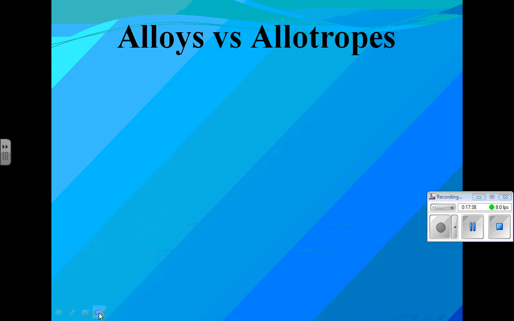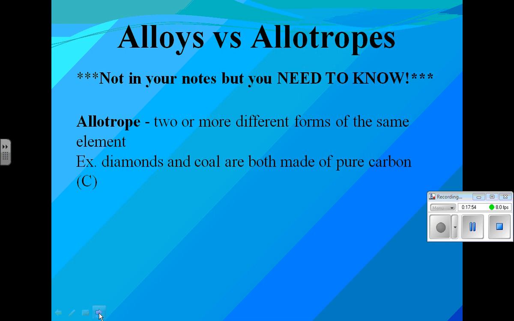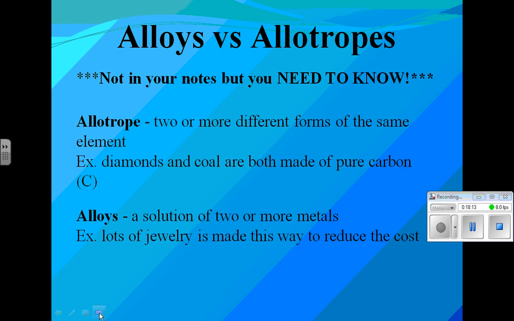So this part is not in your notes, but you do need to write it in your notes. If you can find a blank spot to write this anywhere, you're going to want to write it. Alloys versus allotropes. These are vocabulary words that are on your test. So that's why I'm saying make sure you write them in your notes somewhere. Now, an allotrope is two or more different forms of the same element. So for example, carbon can be diamonds or it can be coal. They're both made of pure carbon, but they're known as allotropes because it's the same element, but two or more different forms of that element. Graphite also is carbon, so all three of those are allotropes.